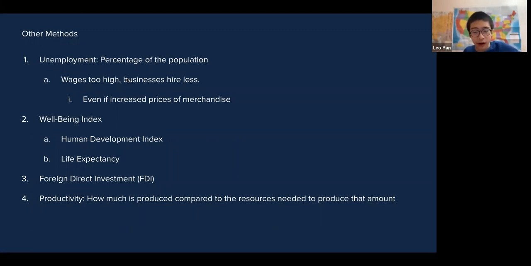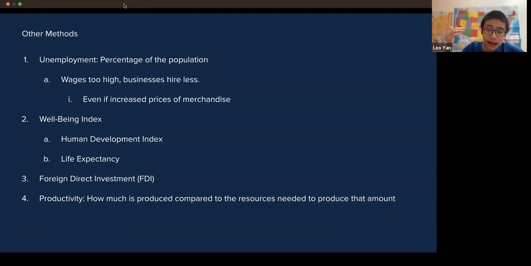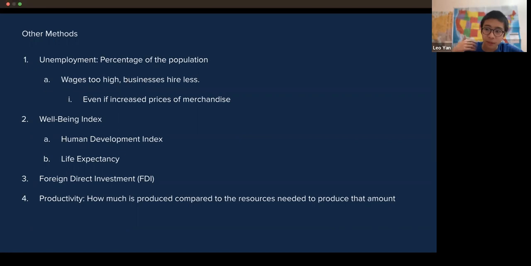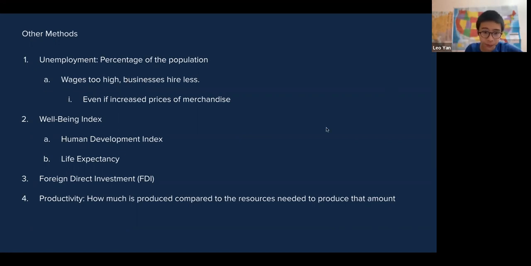Because if you were a company and the wages that you have to pay, the minimum wage went up, then it's creating trouble for you. It's making it harder for you to pay your workers. So you're going to hire fewer workers, right?